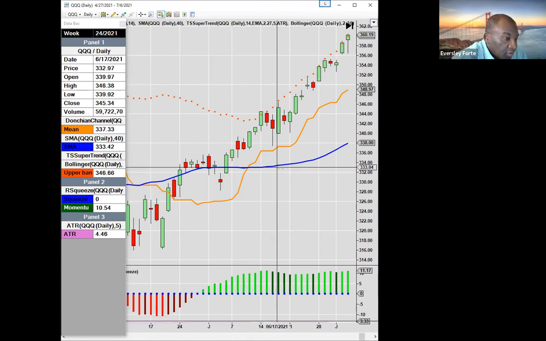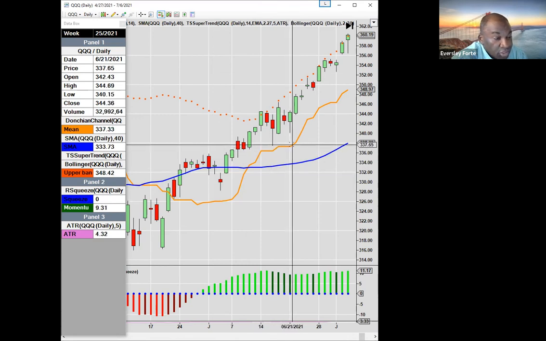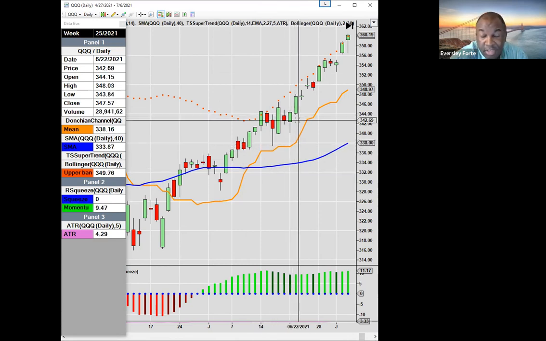So the blue line is a 40 period simple moving average. This orange colored line is a Donchian mean line. The Donchian indicator is 3 lines. We're only using the mean.